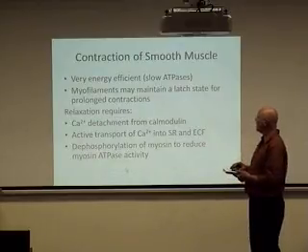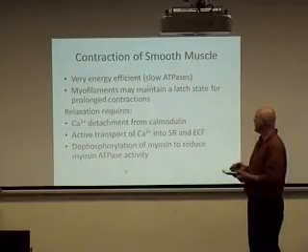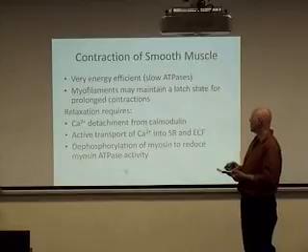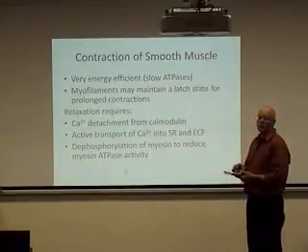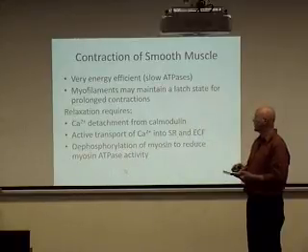And then finally, relaxation. For relaxation to occur, calcium detaches from calmodulin. Calcium moves back into the sarcoplasmic reticulum and out of the cell, and the myosin then returns to its relaxed state, and the smooth muscle relaxes.